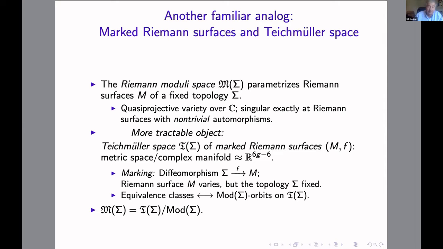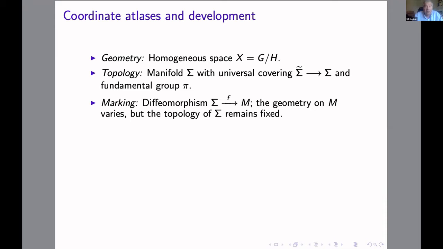So these are two examples where the classification is quite nice. The deformation space is contractible and easier to understand than the actual quotient. And this is one way of understanding the mapping class group and other groups, arithmetic groups, that arise as automorphisms of the topology. So let me briefly review what I mean by a geometric structure.